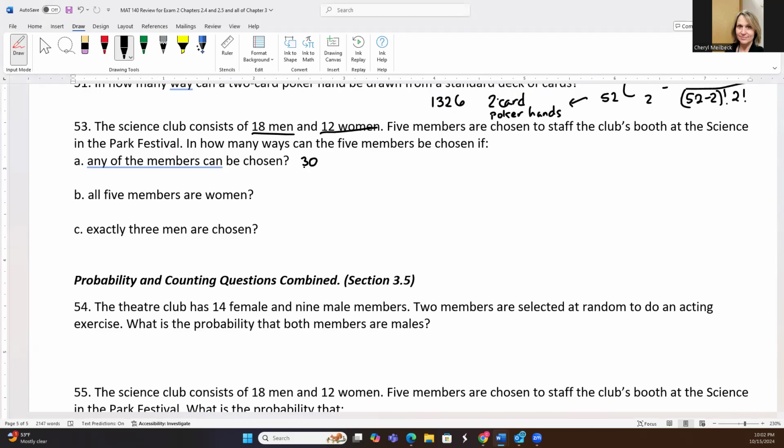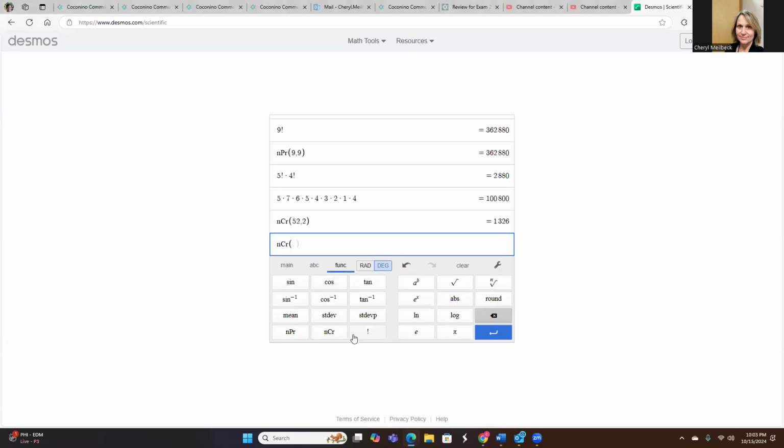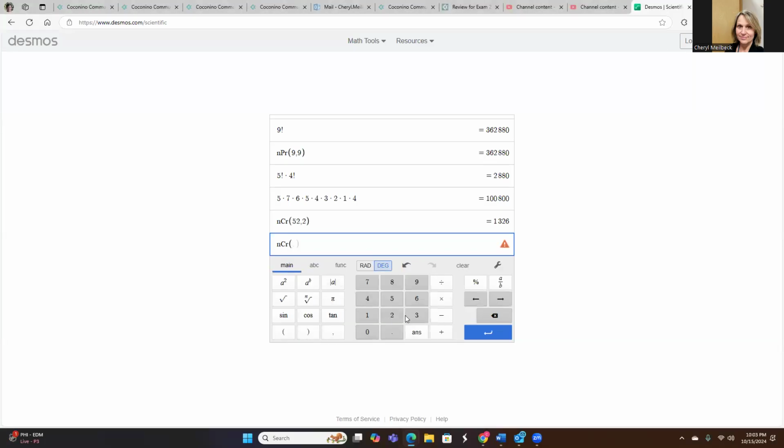Now, if any of the members can be chosen, that'll simply be 30 choose 5 because there are 5 members. Let's see what we get if we do that on Desmos. 30 choose 5, we go to functions and down here, and then we go back to main and go 30, 5. Looks like our answer is 142,506.